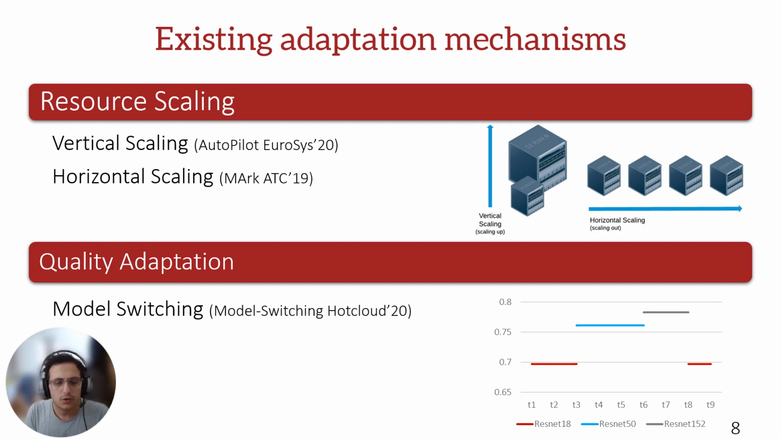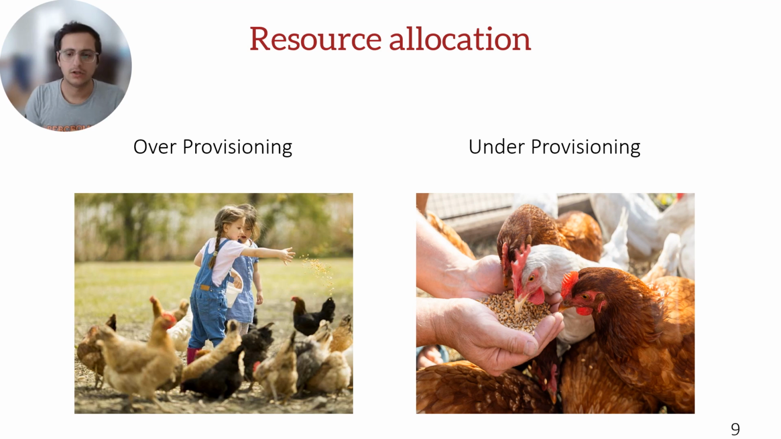Over the past few years, two main approaches have been explored. First, resource scaling. Second, quality adaptation. For resource scaling, people are mostly interested in improving one machine to achieve higher performance, or they adjust the number of machines in a cluster of nodes in order to achieve high performance. In quality adaptation, however, people are more interested in switching models towards lower or higher accuracy. Resource allocation for these systems is a big problem because most of the time you end up with over provisioning or under provisioning.